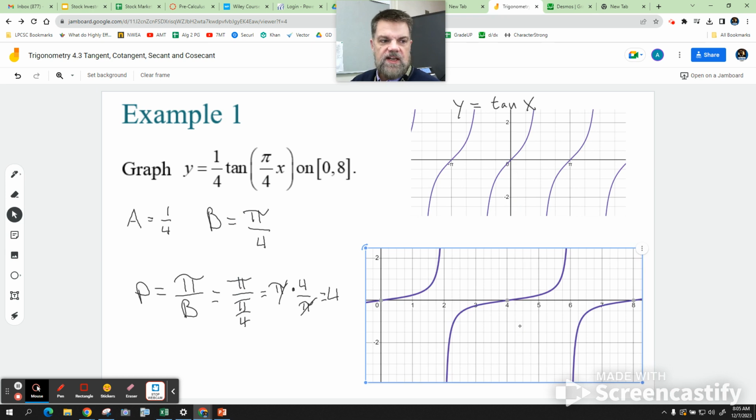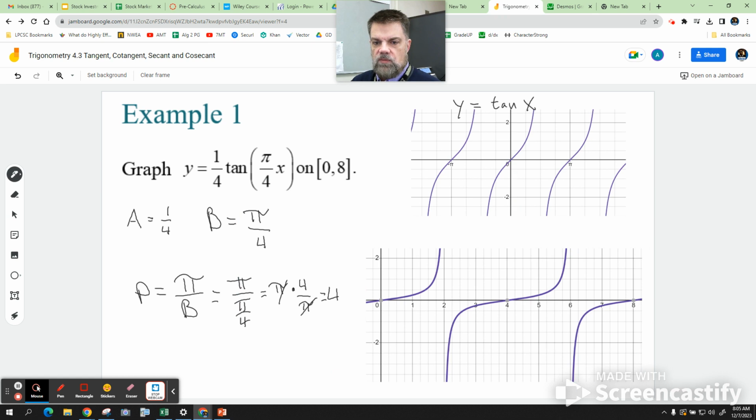And we'll just label that so you can see. So this is y equals 1/4 tangent of pi over 4.